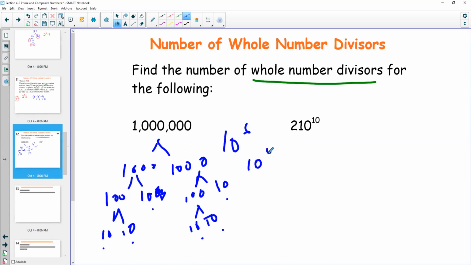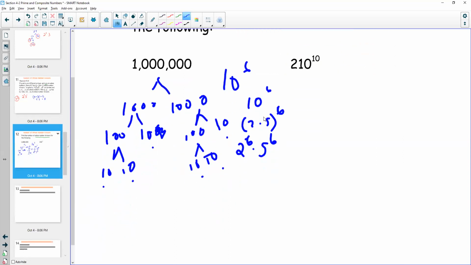10 to the 6th is the same as 2 times 5 to the 6th, isn't it? That's a little tiny 6. Then that's the same as 2 to the 6th times 5 to the 6th. All right, well now I have what I need set up to do my whole number divisors.